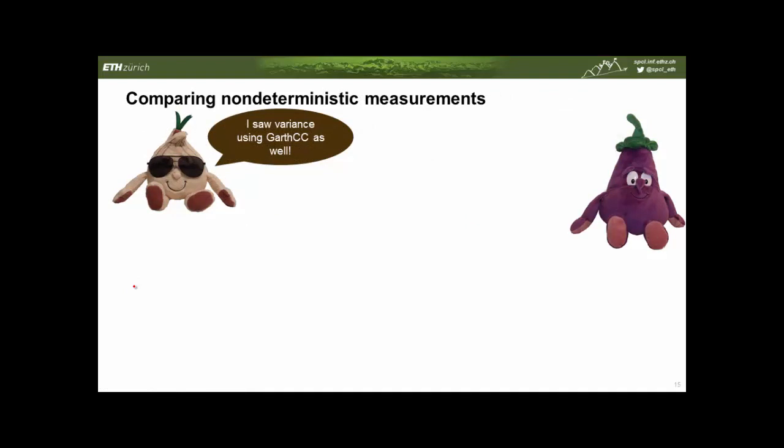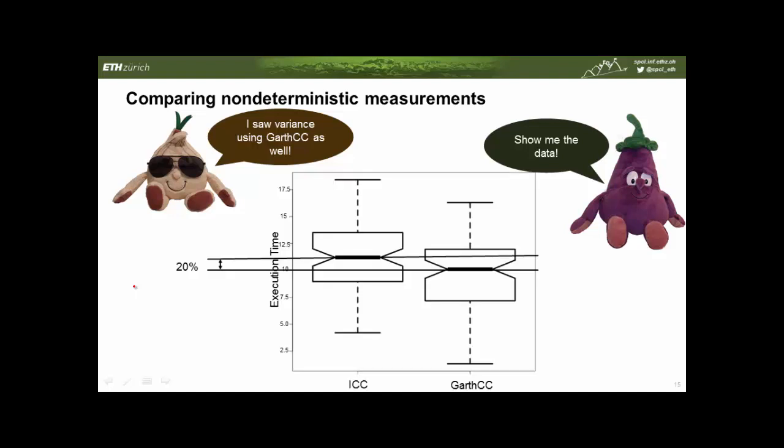But okay, so now we realize there are non-deterministic measurements. Let's get back to the compiler example from earlier. Here, GCC again, and now Eddie realizes that Garth may not know what he's actually doing. Let's just look at the data where he reported this 20% improvement. In fact, this is another way of plotting this data. Here we have lots of measurements. Here's ICC and here's GCC, and here's the execution time.